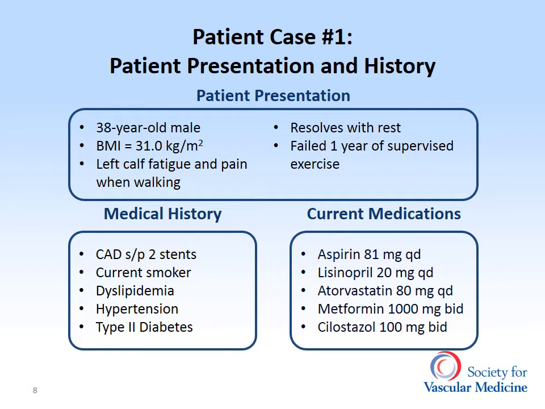Case 1 is a 38-year-old man with a history of dyslipidemia, hypertension, type 2 diabetes, coronary artery disease status post 2 prior stents, and current smoking. He presents with left calf fatigue and pain when walking that resolves with rest. He failed 1 year of supervised exercise therapy. His current medical regimen includes aspirin, lisinopril, atorvastatin, metformin, and cilostazol 100 milligrams twice daily.